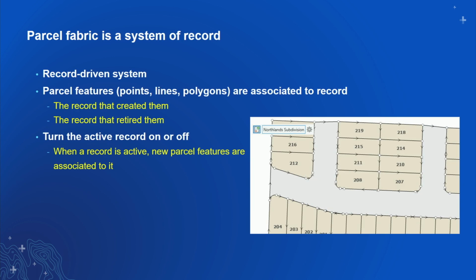So Parcel Fabric is a system of record. We want to try and represent the legal record as closely as possible. All of our parcel features are associated to the record. And we have this concept of an active record when you're editing parcels. And as you can see in the map there, in that little heads-up display box, we have an active record.